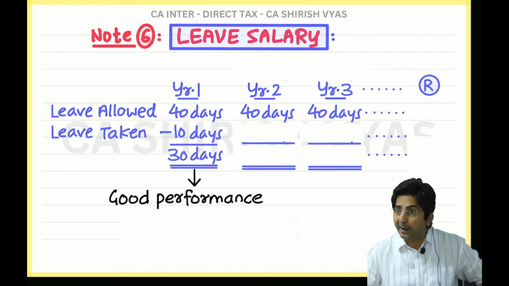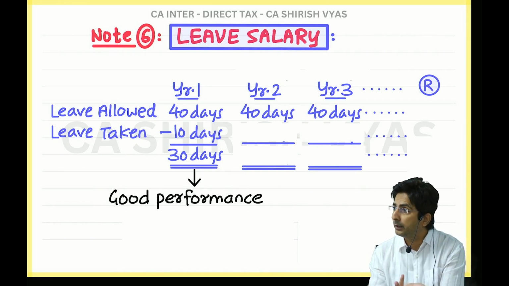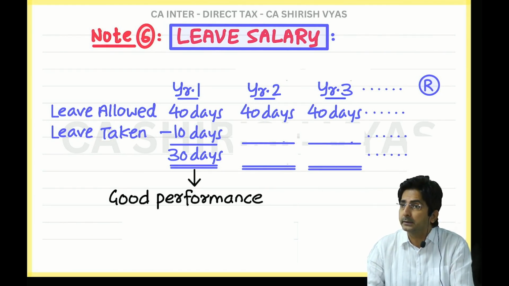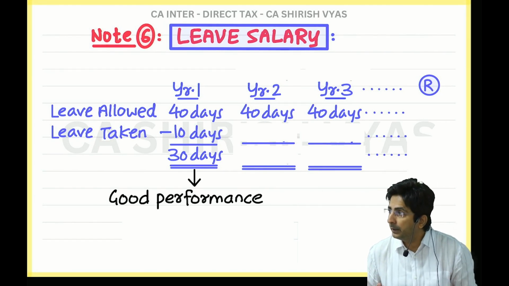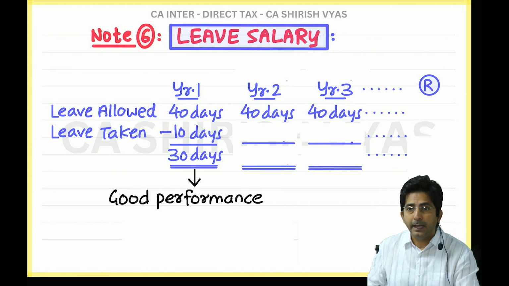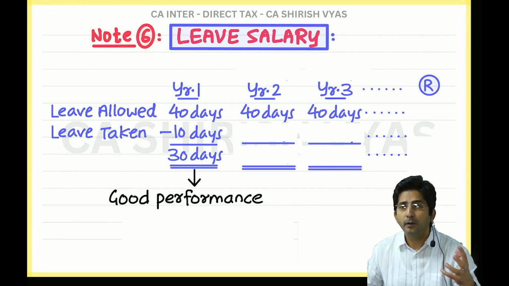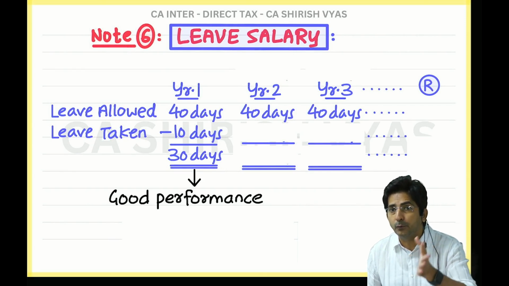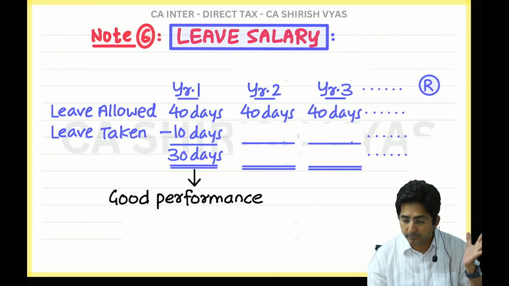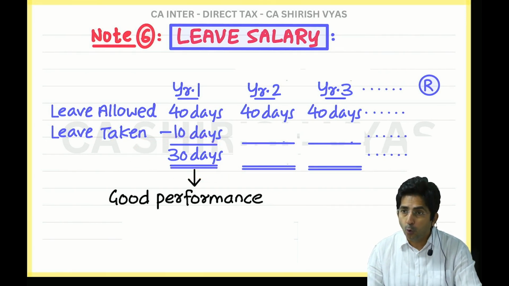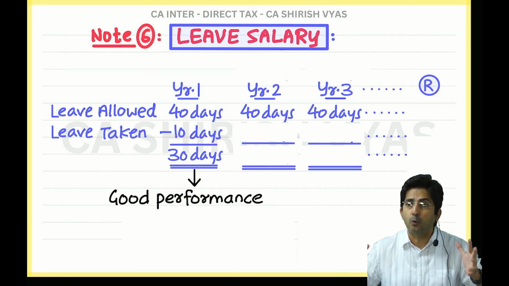The boss will say, I gave you 40 days holiday, but you took only 10 days and took fewer holidays. Obviously the company will be happy. So this is a good performance, and for this good performance, you will get a reward. Do you know what reward? You will get extra 30 days salary, over and above the normal salary of the whole year.